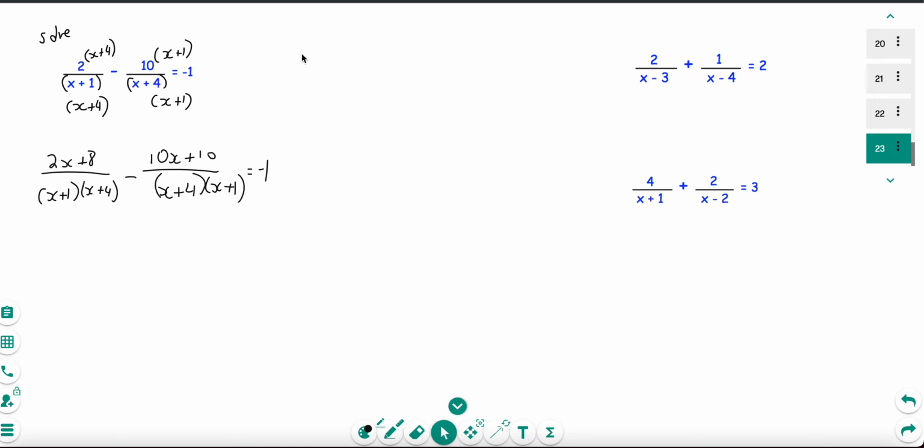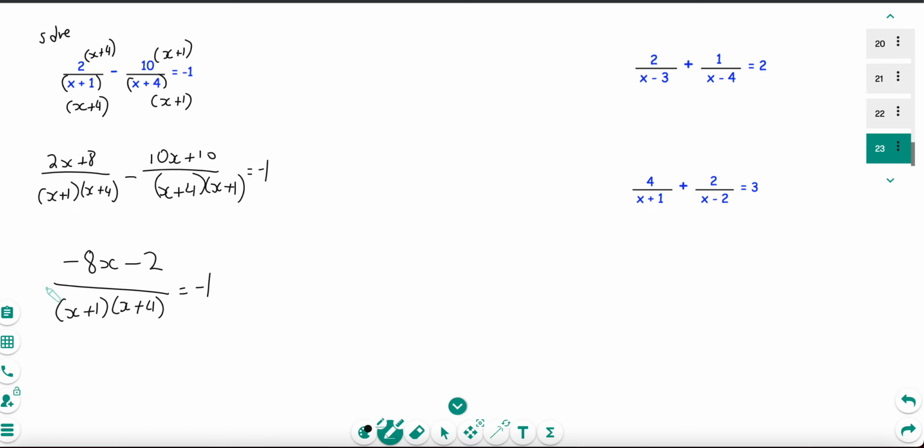Then we can say, oh okay, cool. The denominators are the same, so I can combine the numerators. So 2x minus 10x is negative 8x, and 8 minus 10 is negative 2. Our denominator stays the same, so x plus 1, x plus 4 equals negative 1.